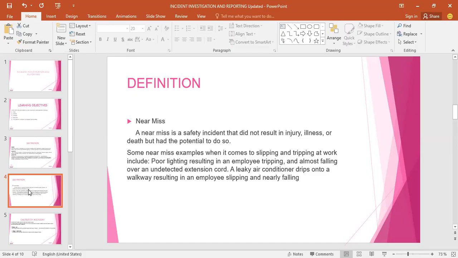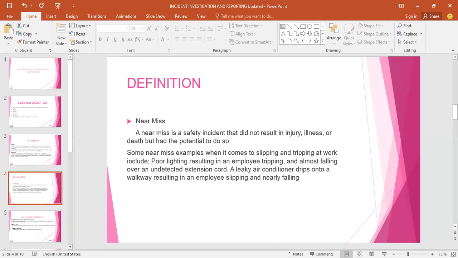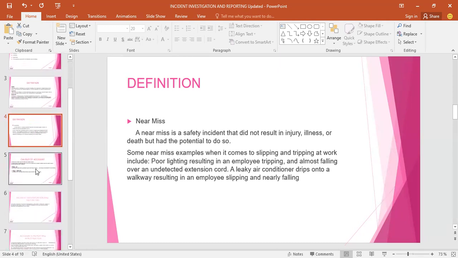Another example is a leaky air conditioner. We're all familiar in our homes, churches, wherever, of air conditioners that drip water. So let's imagine it's dripping water on a walkway and an employee slips, nearly falls, and then does not fall. That is a near miss. A near miss is very important, and the importance of reporting a near miss cannot be overemphasized. And we'll see why as we progress in this session.